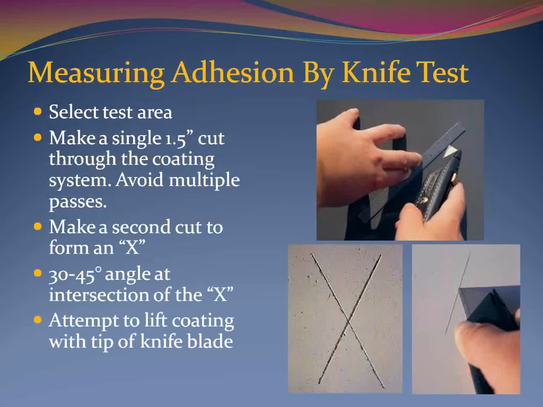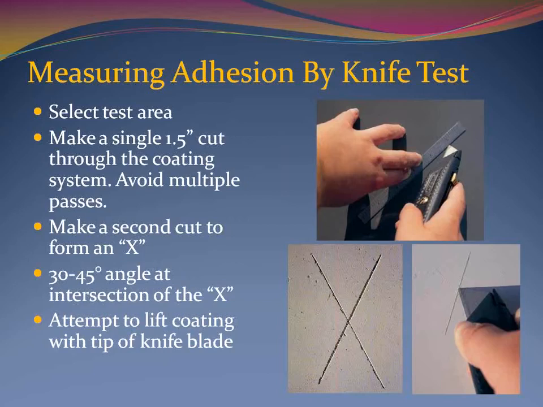To perform the knife adhesion test, select a test area, then mount a new razor blade in a utility knife. Use a straight edge and make a 1.5 inch long cut through the coating system down to the substrate, followed by a second 1.5 inch long cut across the first cut to form an X. The legs at the top and bottom of the X should be approximately 1 inch apart. The intersection of the X should be a 30 to 45 degree angle.